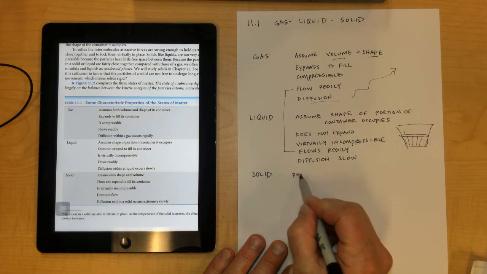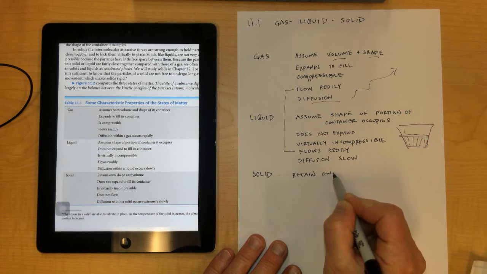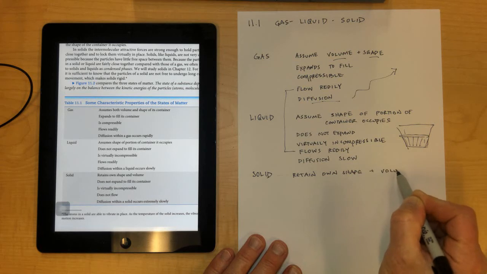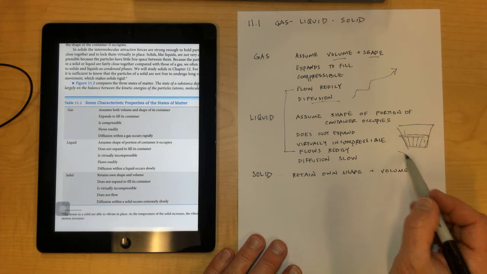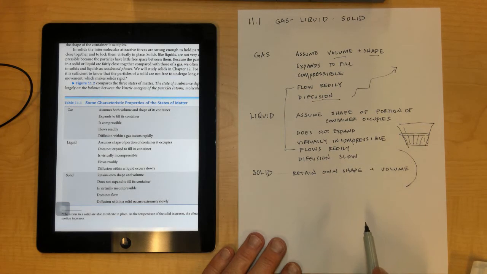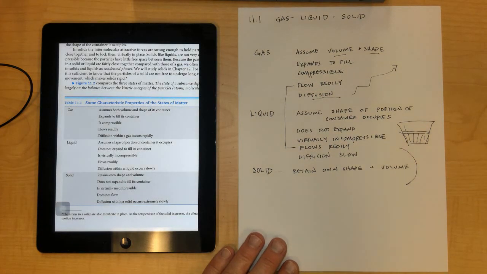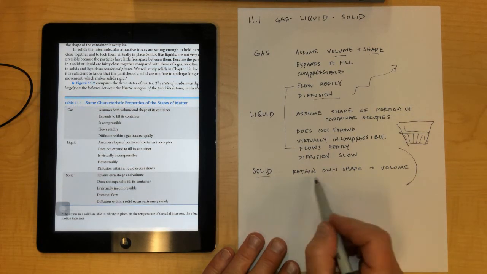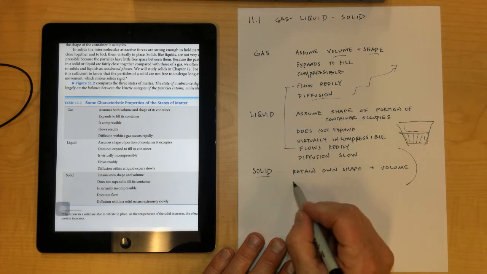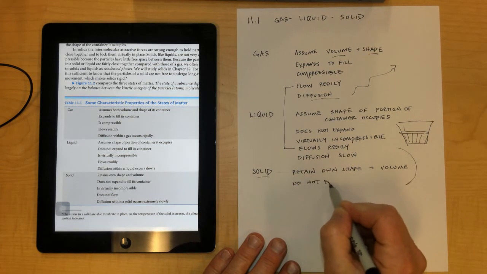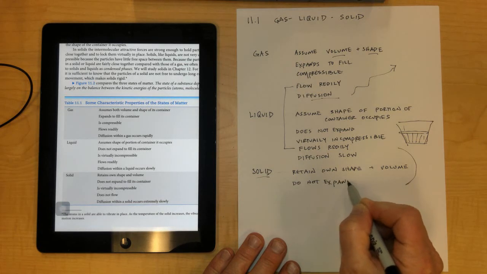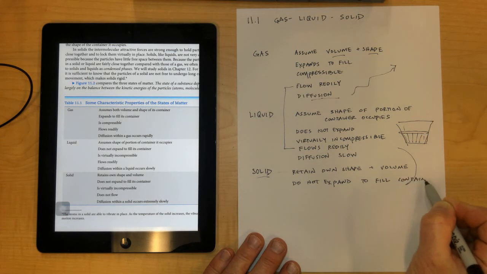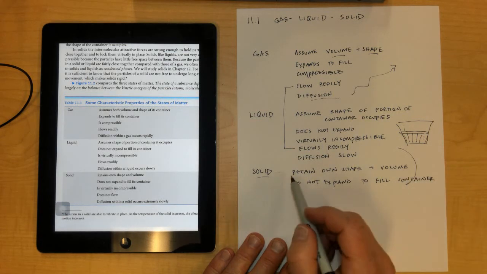Solids, well, they retain their own shape and volume. And of course there are substances that kind of borderline go between these two, like Play-Doh or some liquid goop or slime, that is kind of between liquid and solid. But for the most part, solids will retain their own shape and volume. They do not expand or contract to fill the container. They are virtually incompressible.